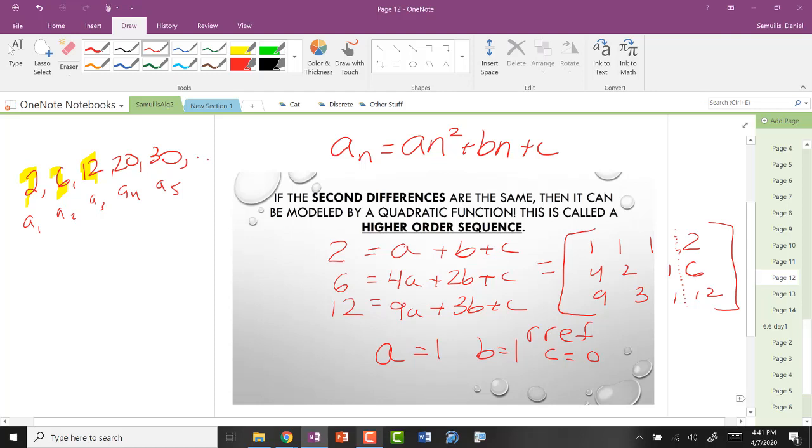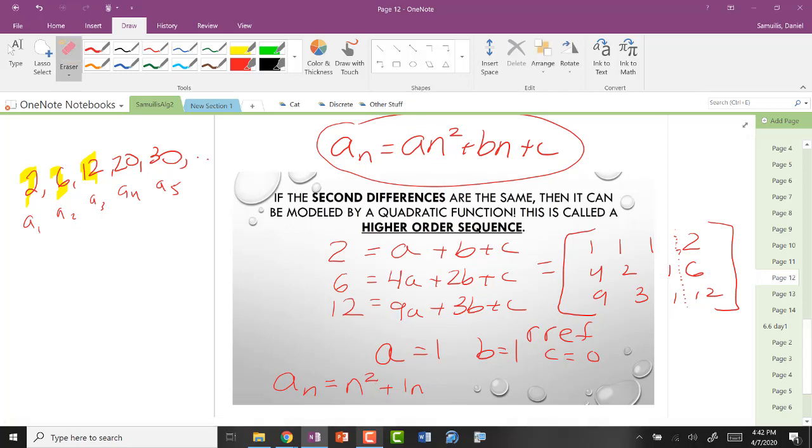So we know our A, we know our B, and we know our C. Here is the model that we're using. So you just have to plug it in. The explicit formula for this is A sub n equals, well, the A is 1, so we get 1n squared. The B is 1, so we get 1n. And the C is 0. So there is our explicit formula. We have A sub n equals n squared plus n. That's how we are going to get from one term to the next.